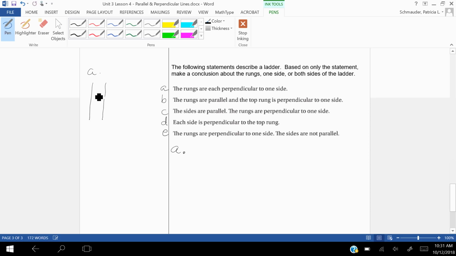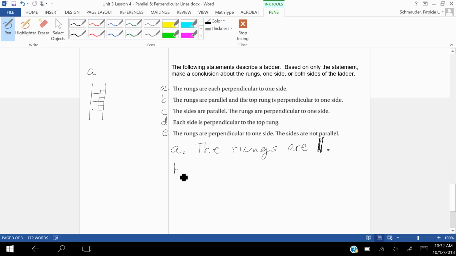I like having all this room over here. So here's my ladder. It says the rungs are perpendicular to one side. So each one of these rungs are perpendicular to a side. So, what does that tell me? Well, if two lines are perpendicular to the same line, then they are what? Parallel. That's the theorem. So this tells me that the rungs are parallel. And I know that because they're all perpendicular to the same line. If two lines are perpendicular to the same line, then they are parallel.